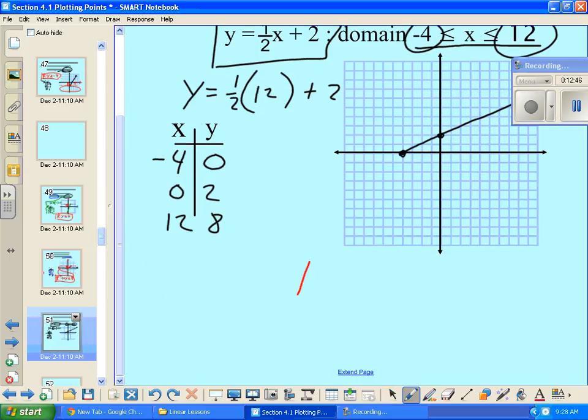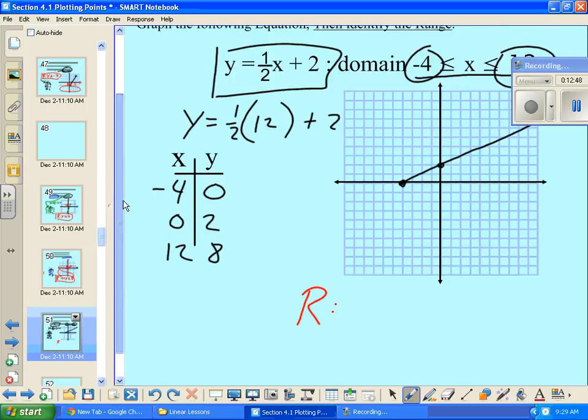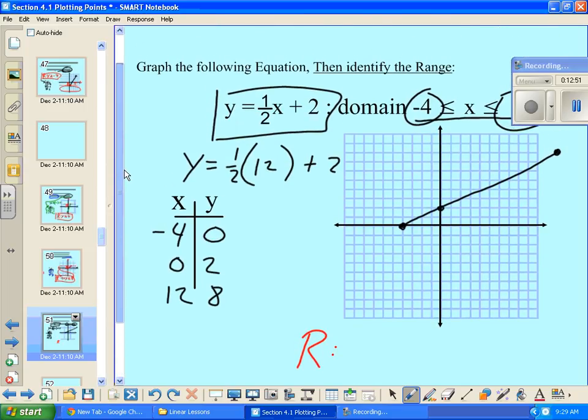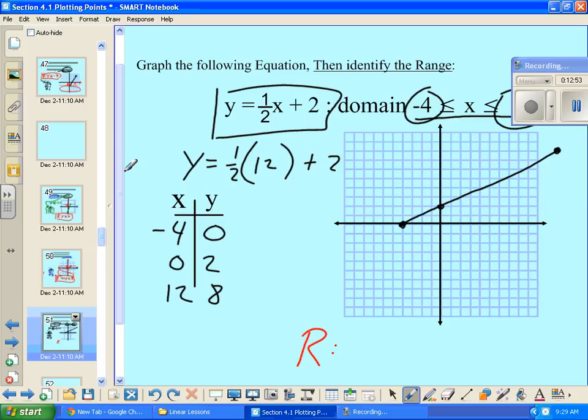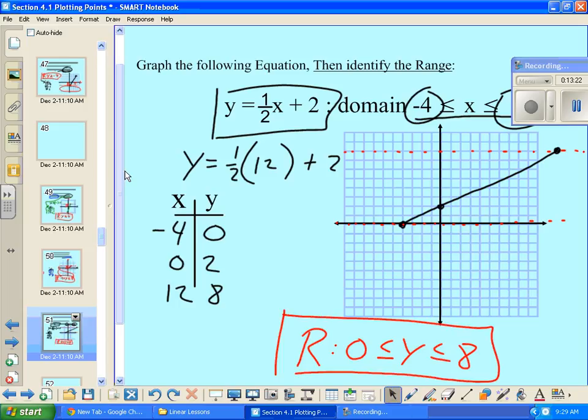I'm going to look at the y direction so I can calculate the range. Range, R colon, is my abbreviation for it. Well, if I try to think of the range, I've got to think in terms of the up and down direction here. There's as low as my graph goes, and here's as high as my graph goes. So where are those lines at? Well, it looks like this is just at 0, so 0 is my lowest point. That's going to be less than or equal to y, which is less than or equal to, it looks like my highest point is 8. Because when I plugged in 12, I got 8. So that's my highest point.